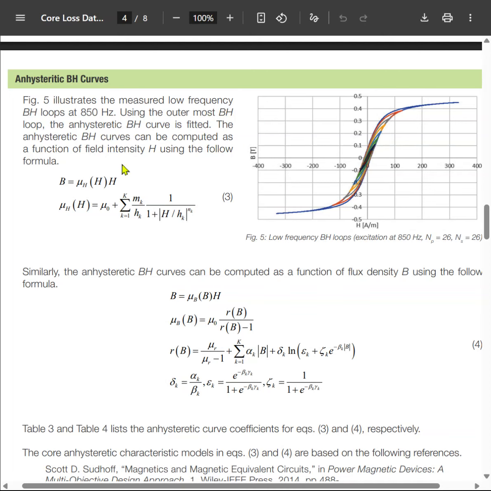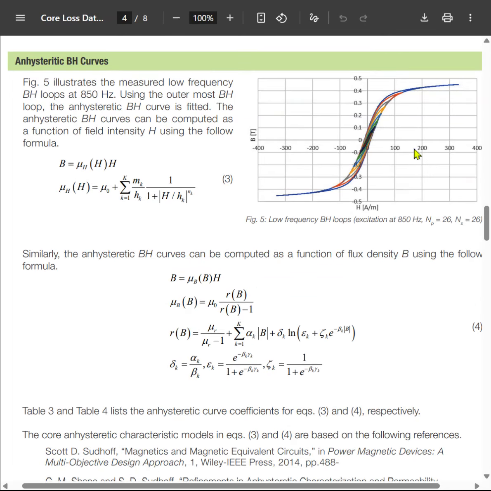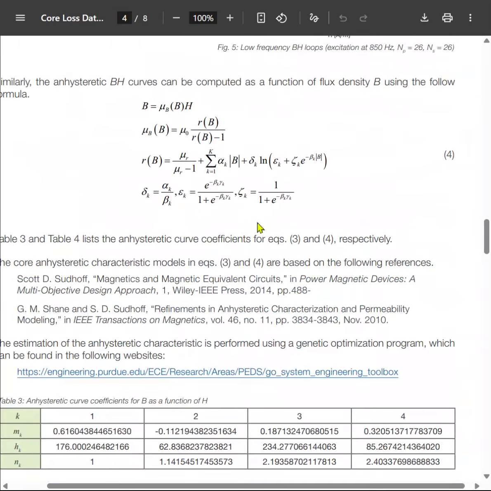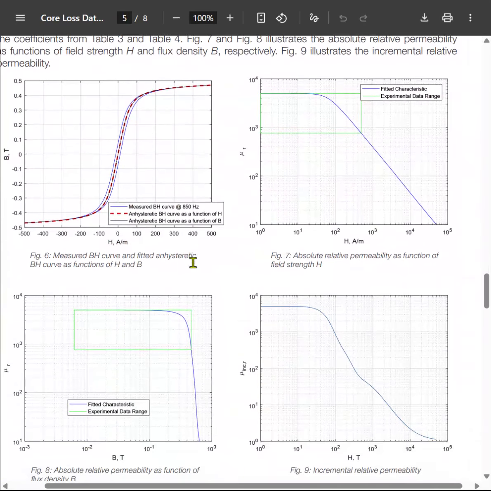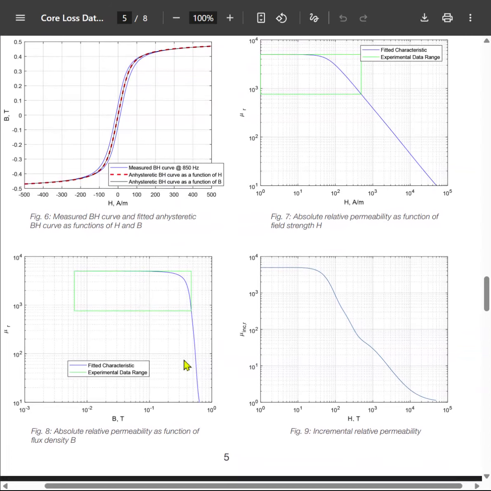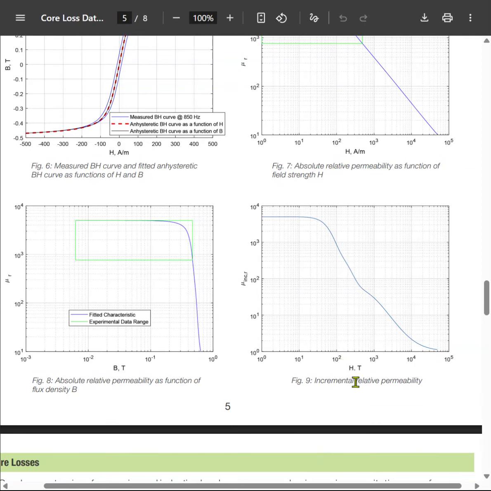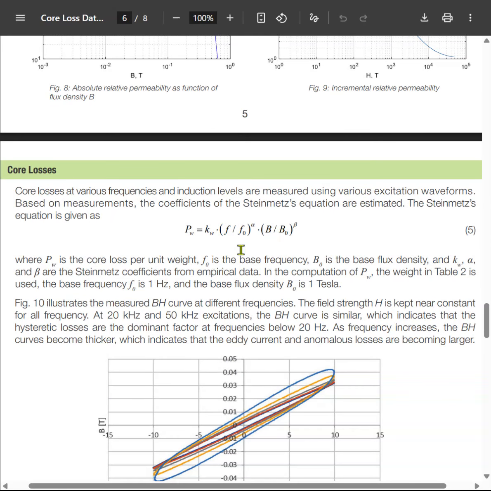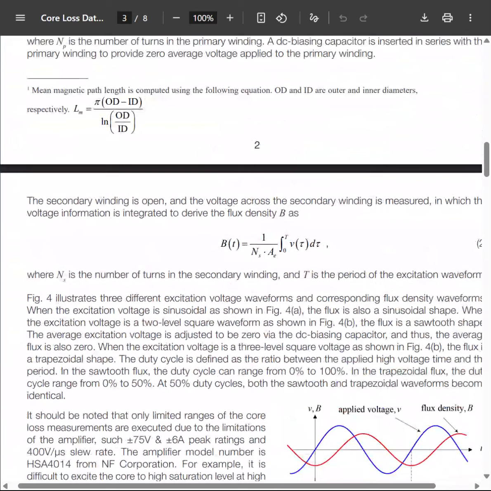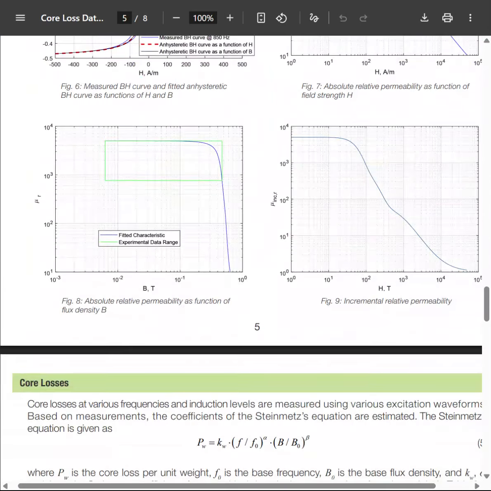And these are the BH curves, with the low frequency BH loops represented here. If you see, these are the different parameters for this curve, which you can use from here. And these are the different graphs of the BH curve for different permeability. This is relative permeability, and this is incremental relative permeability. And this is the third important formula, the Steinmetz equation, which is used to calculate the core power loss, where you use the frequency and the flux density to calculate the power loss.